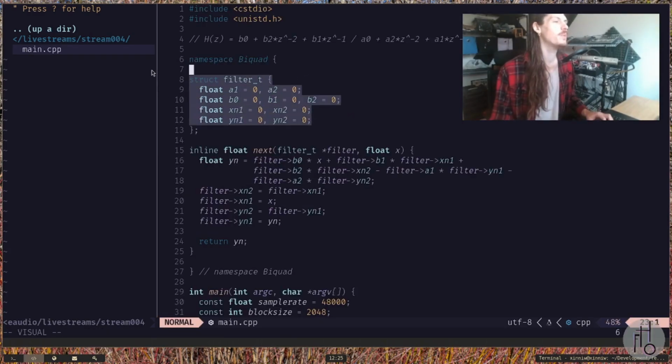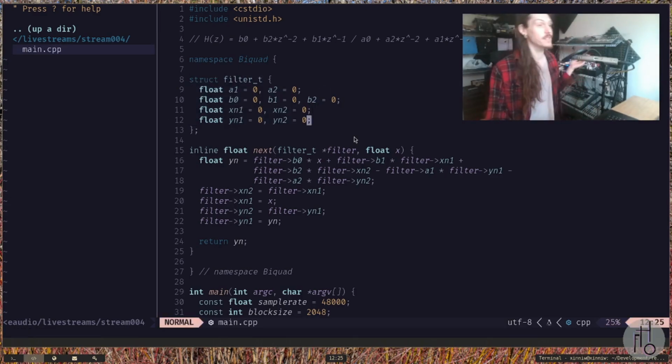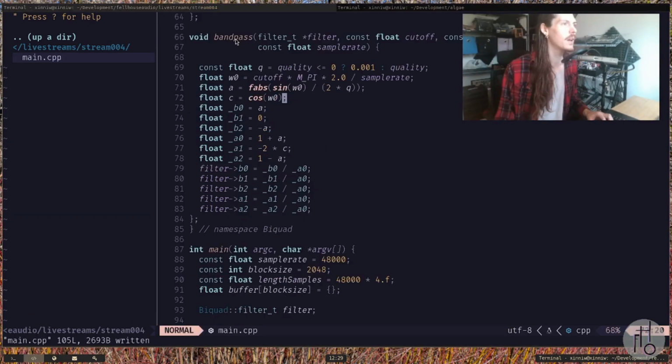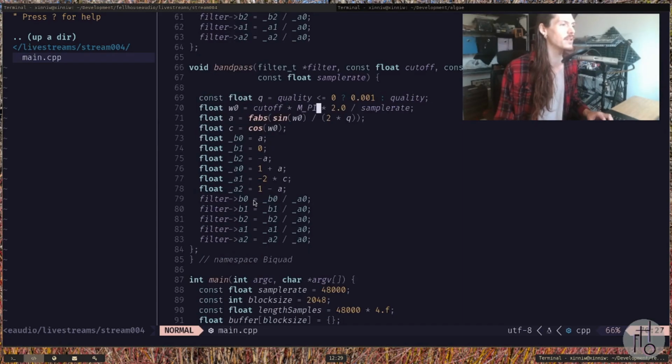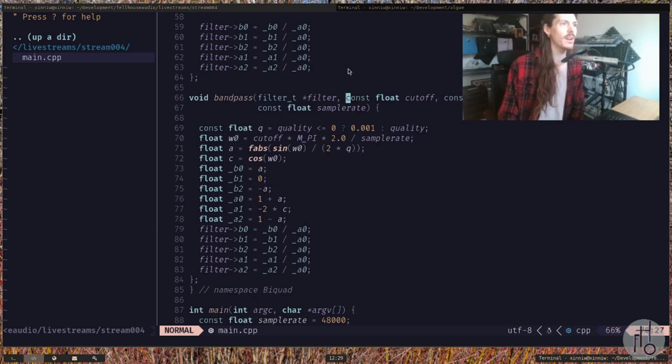The last thing we need to do before we can actually listen to this thing is we have to tune our coefficients to something. Right now they're all 0. This is not going to produce any sound. So this bandpass function sets the coefficients such that we can parameterize it in terms of a cutoff frequency, a quality factor, and a sample rate, of course.